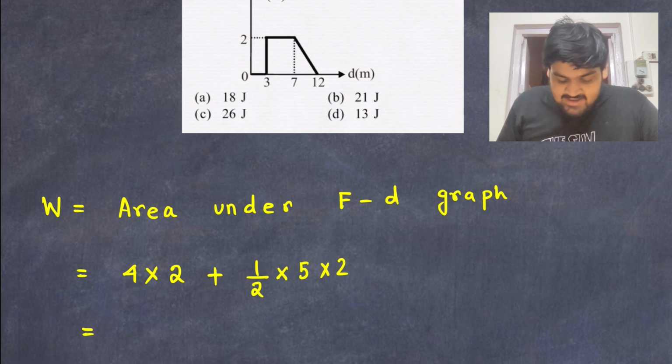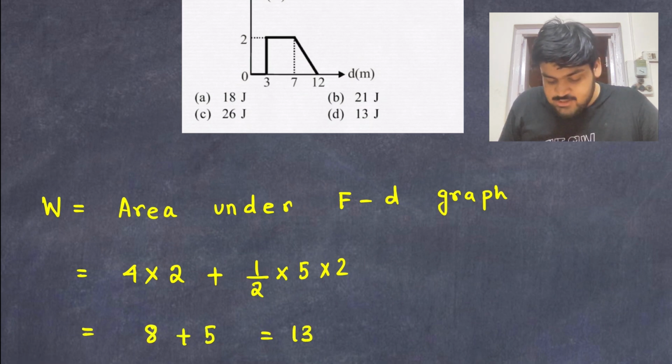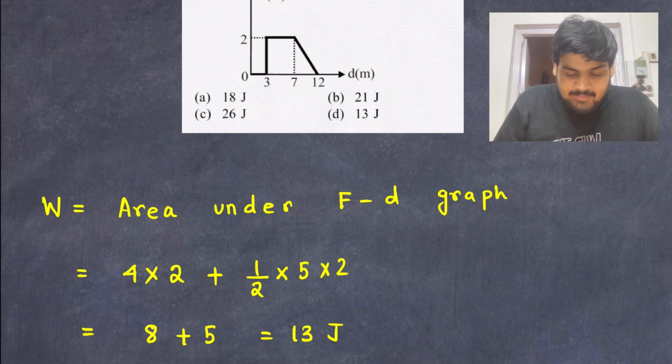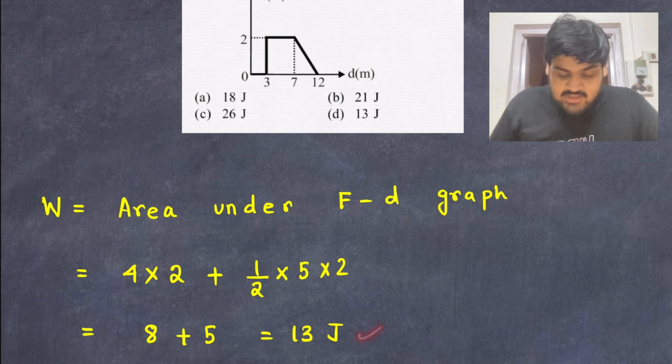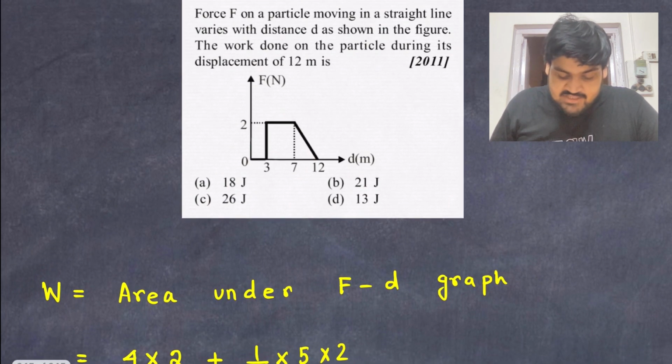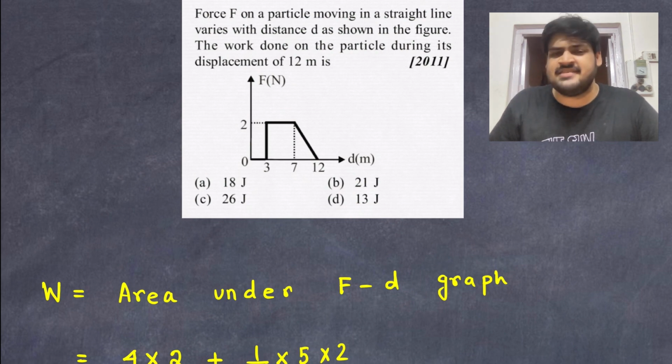So over here the net area becomes 8 plus 5, so that means 13 joule. So the work done by the particle up to 12 meter displacement will be 13 joule. So the correct option to this question will be option number D, 13 joule. So it's a very easy question. You can easily solve this kind of questions in the examination.